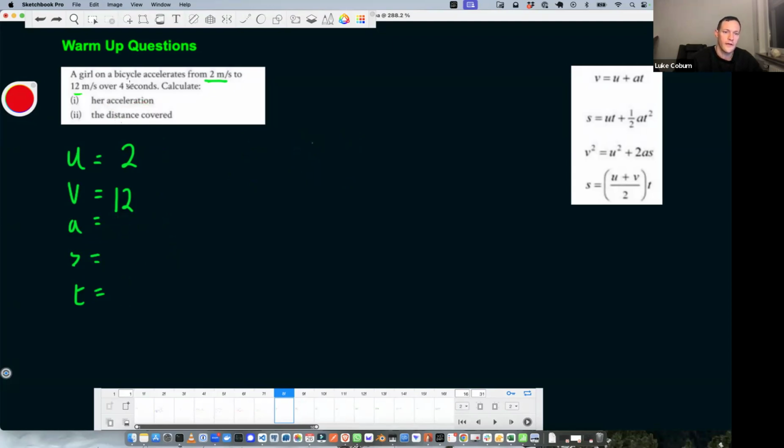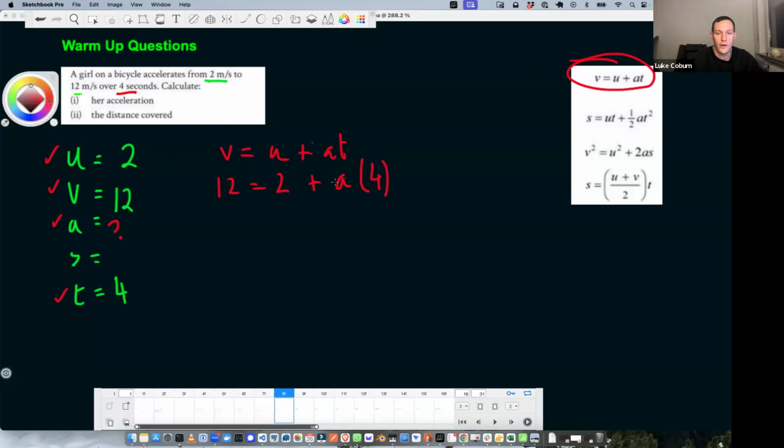So this happened in 4 seconds, so t was 4, okay. And we were asked for a. So we need something that unites u, v, a, and t, and it's this one: v is equal to u plus at. So that's 12 is equal to 2 plus a times 4. If you have a look here, we have an equation, but we only have one unknown, and so we know that we can solve it.